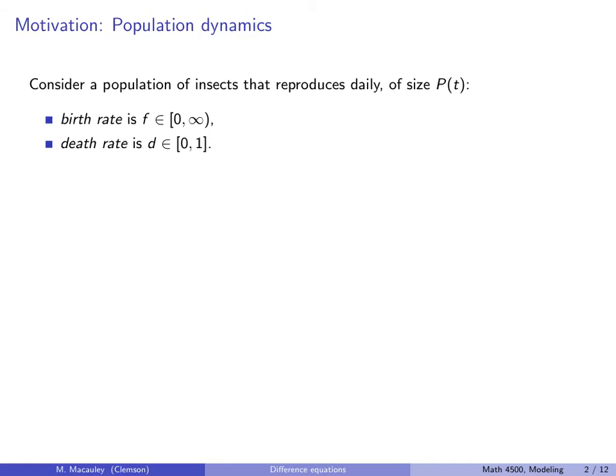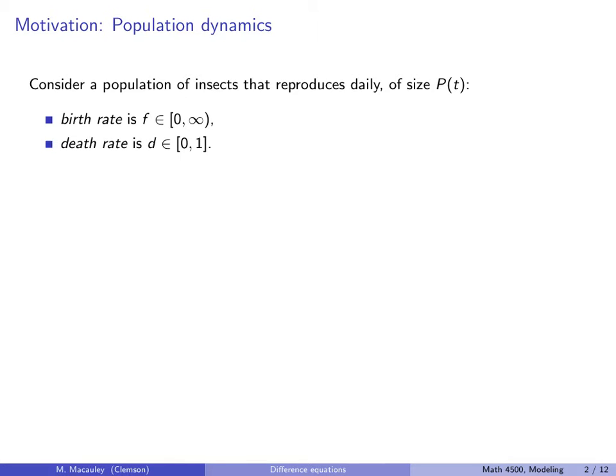So for a motivating example, let's consider a population of insects that reproduces daily, and let P of t be the size. Let's say the birth rate is some number f that could be from 0 to infinity. So a birth rate of 1/2 means that in the next time step there are 50% more insects that were born. So the birth rate could be 2 or 3 because it's possible that each insect could reproduce 3 offspring.